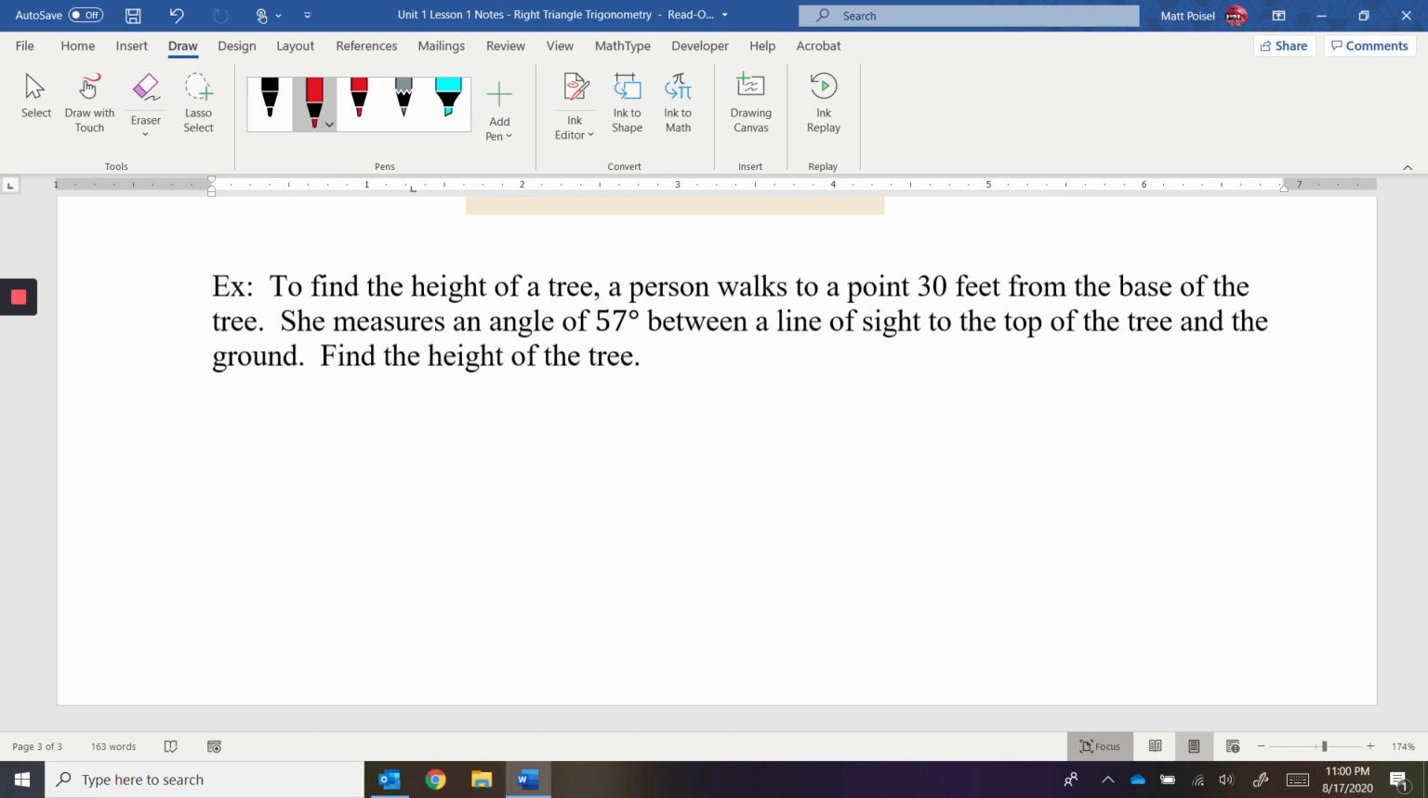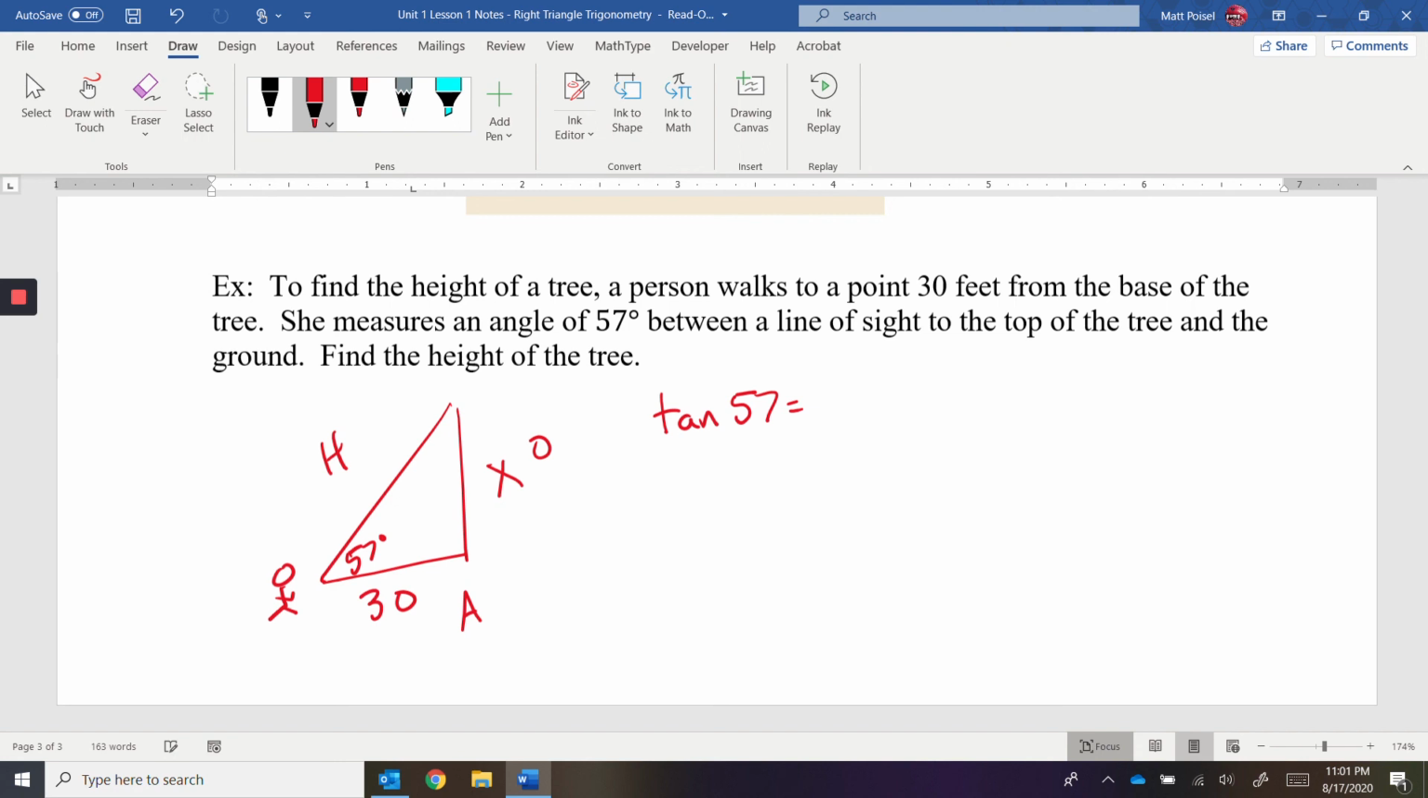So for this example, we're trying to find the height of a tree. So we're going to put our variable there because that's what we're looking for. Person walks to a point 30 feet from the base of the tree. So 30 is going to be right there. And then there are different tools that you can measure and this is 57 degrees. So it says a line of sight to the top of the tree and the ground. That's another way to ask for the angle of elevation. Now we are standing right there. There's our hypotenuse, there's our opposite, there's our adjacent. From those, we are really concerned about the opposite and the adjacent.